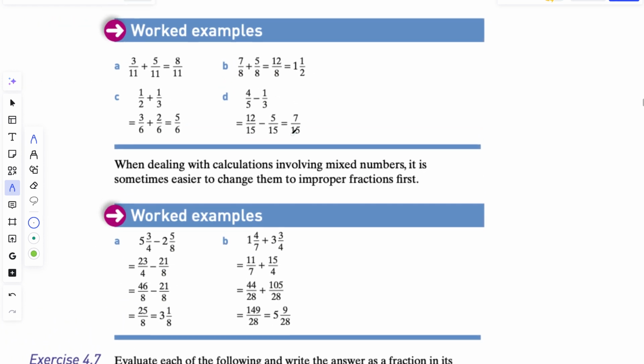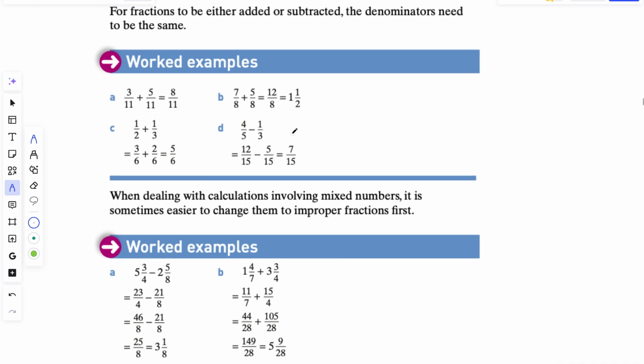Now let's go to the next thing, how to add fractions, addition of fractions. Fractions are very easy to add if they have the same denominator. For example, we'll give you 3 over 11 plus 5 over 11. In fractions, we can do the four operations: we can add, we can subtract, we can divide, and we can multiply fractions.